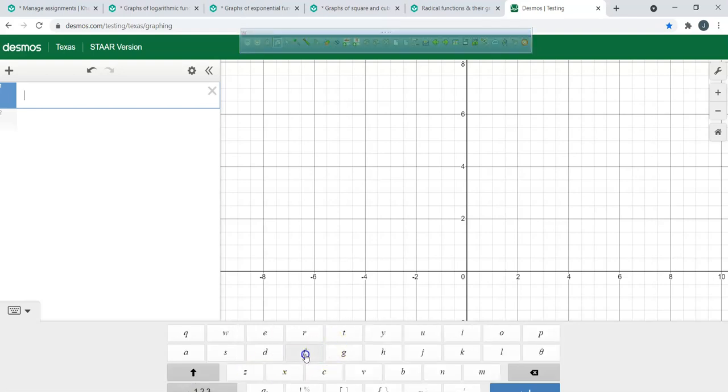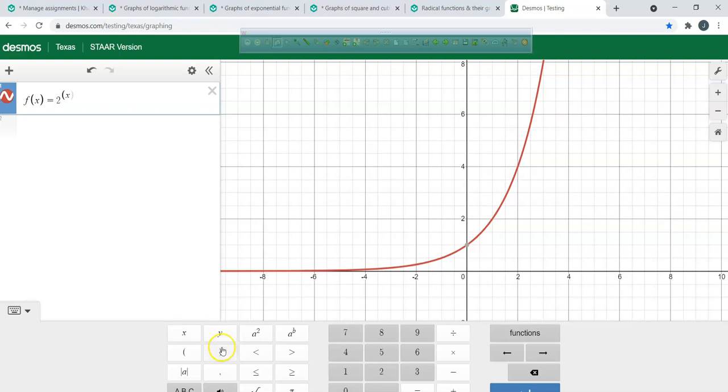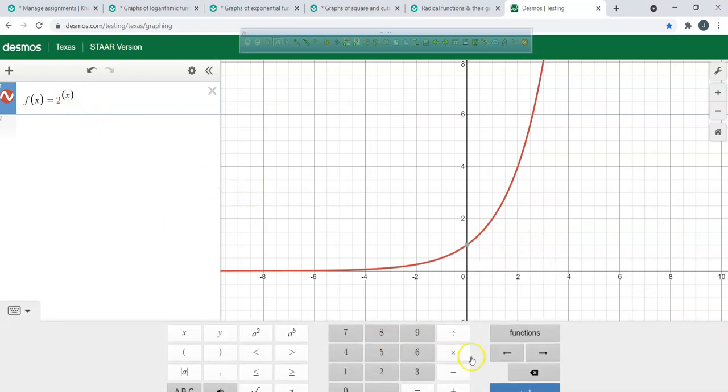So type in f of x equals, and I'm going to go 2, since that's the easiest one to see. 2 to the power. Now, if you would please, can you put parentheses right there? Put x, like that. Okay. Does everybody see we're at a 0 and a 1? Okay. Now look what happens when I say x minus 1.